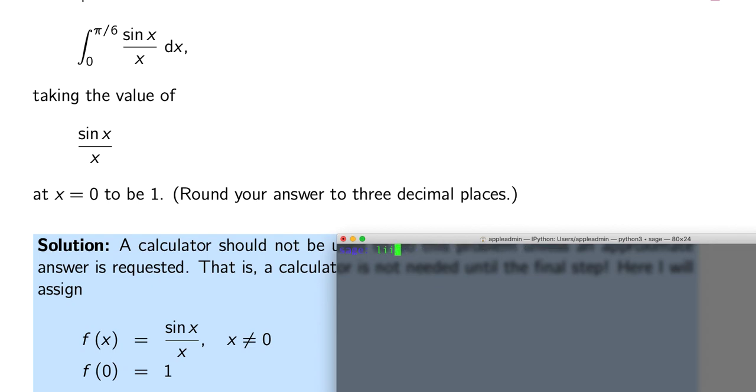Limit, L-I-M-I-T. I keep spelling wrong, don't I? F of x, and then I'm going to say x equals 0. And let's see what happens. And the limit's 1. So I'm going to go back up here and type that other command in. It couldn't evaluate f of 0, but I can look at it as a limit now. I'm getting close to 0, and this is going to be equal to the number 1.